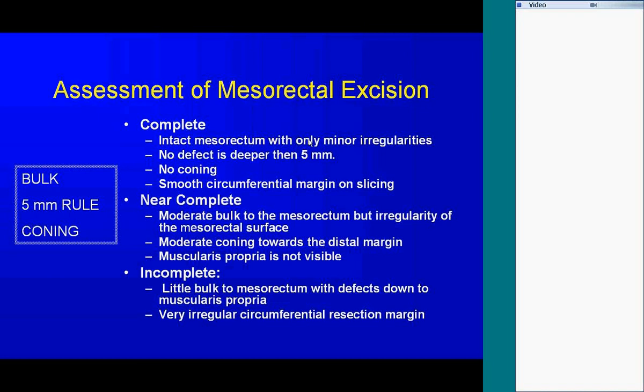Near complete, you can have some irregularities of the mesorectal surface, a little bit of coning, but you should not be able to see the muscularis propria anywhere from examining the external aspect of the specimen. And incomplete mesorectal excisions have very little bulk to the mesorectum, severe defects down to the muscularis propria, and a very irregular margin of cross-sectioning. So I would recommend just remembering 3 basic rules: a bulky mesorectum with a smooth surface, no clefts deeper than 5 millimeters, and essentially no coning for the complete mesorectal excision. But as I've stated, this is still optional for the checklist at this time.